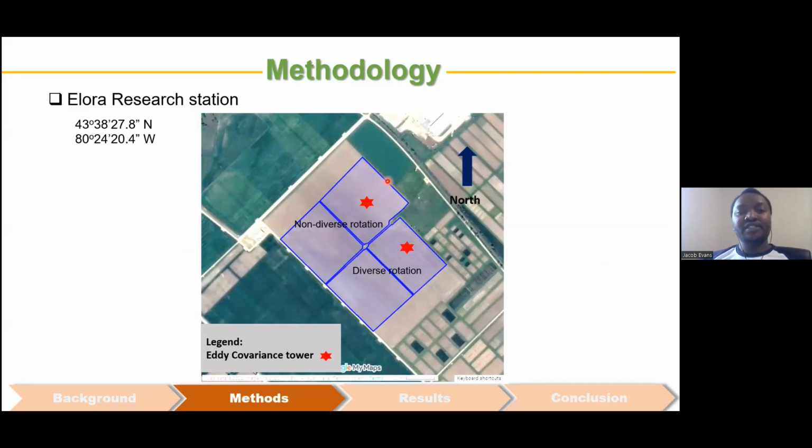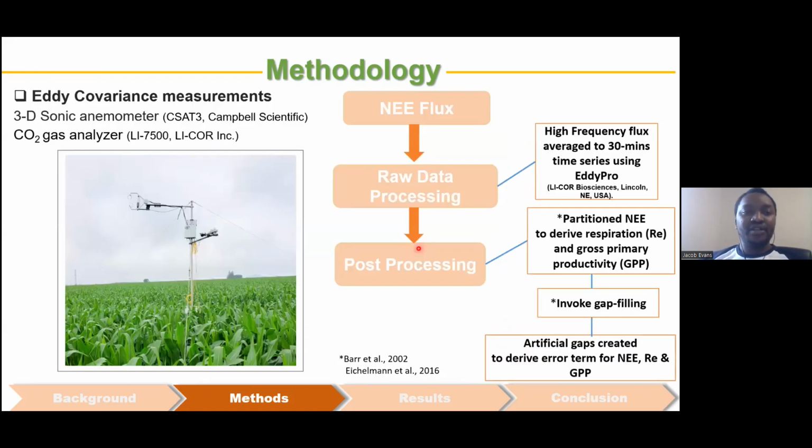Now I'll delve into the methods. I conducted this study at the Elora Research Station. At this site, I had one 8-hectare plot cropped to non-diverse rotation and an adjacent 8-hectare plot cropped to diverse rotation, and eddy covariance was installed in each of these plots side by side. Here is a picture of the instrument used to measure the NEE flux.